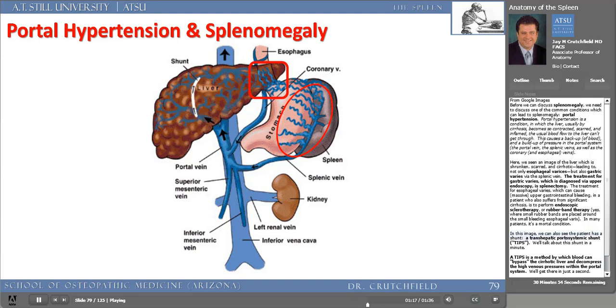In this image, we can also see that the patient has a shunt, a transhepatic portosystemic shunt. We'll talk about that in just a minute. It's a way of causing blood to bypass the cirrhotic liver and decompress the high venous pressures within the portal system. We'll get there in just a second.